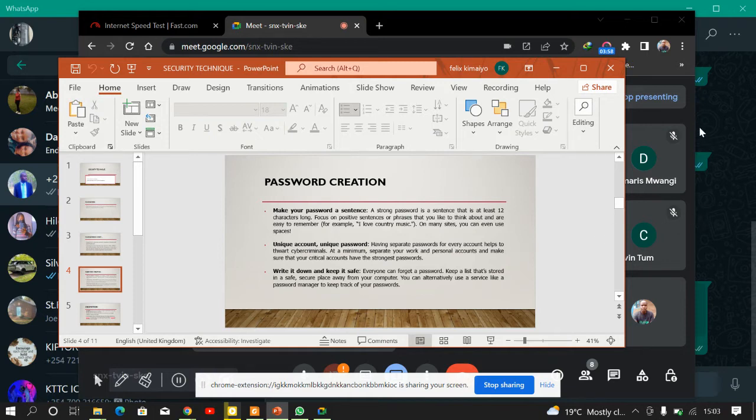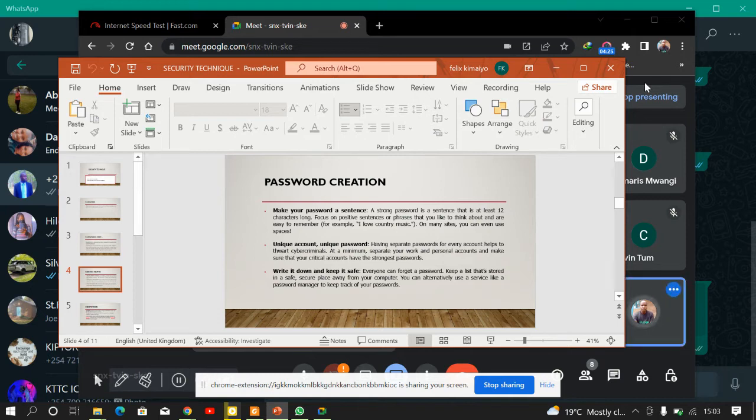We have password creation. Can you read for me the make your password a sentence kindly? Make your password a sentence. A strong password is a sentence that is at least 12 characters long. Focus on positive sentences or phrases that you like to think about and are easy to remember. For example, I love country music. On many sites, you can even use spaces. Okay, thank you for that.